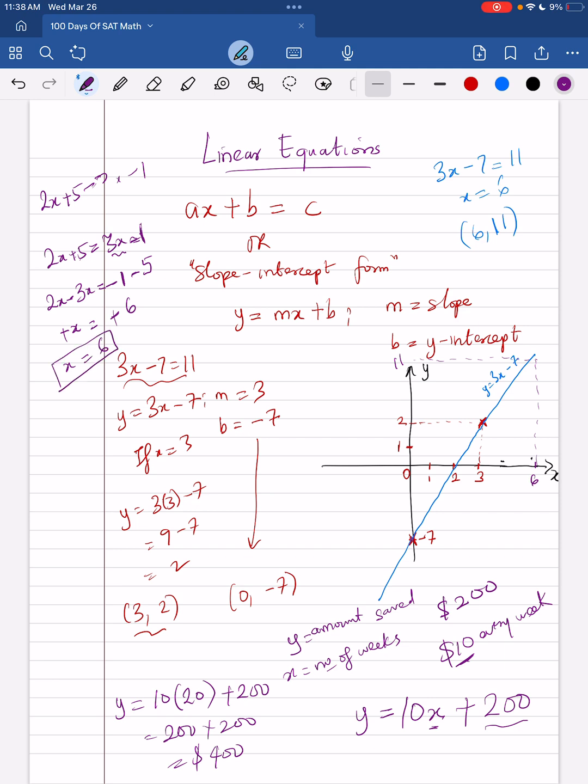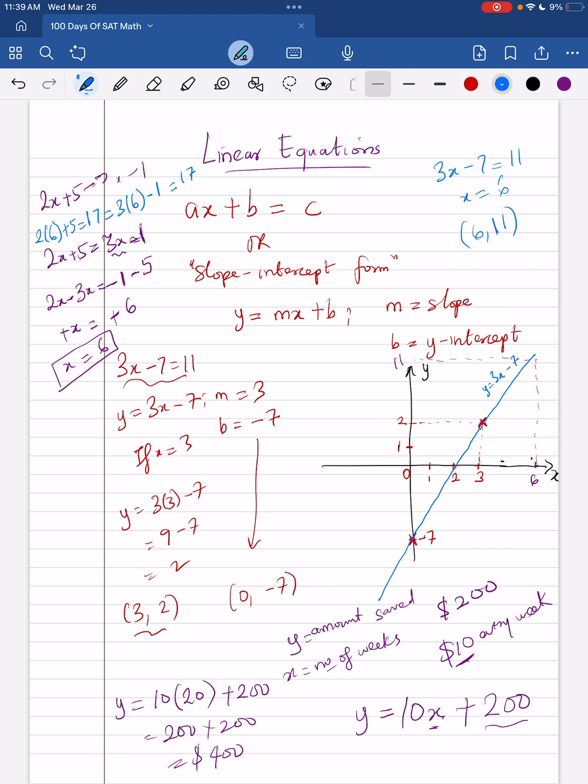Let's verify. What is 2 times 6 plus 5? That is 17. Is it the same thing as saying 3 times 6 minus 1? Yes, it is also 17. All right, so we see the value of 6 solves this problem.